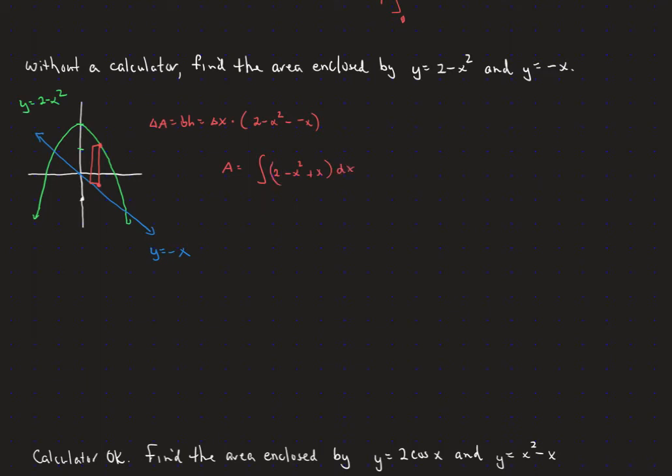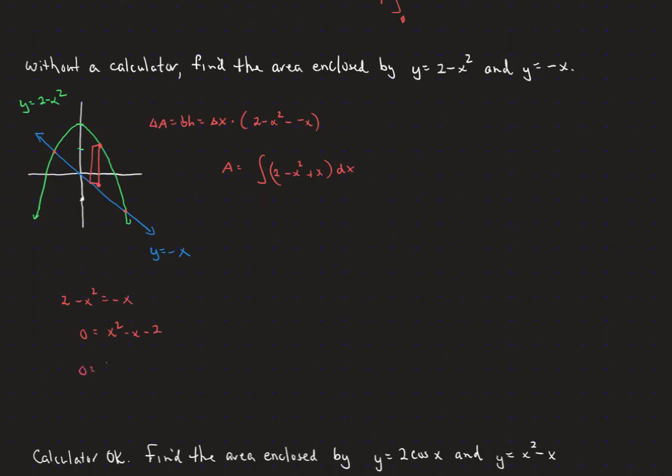looks like a 2 minus x squared plus x dx, and we better figure out what those limits are. So to find these values, it looks like we can see them on our graph, but we can solve that conclusively by setting them equal to each other. And I would add, I like my x squareds to be positive when we factor.